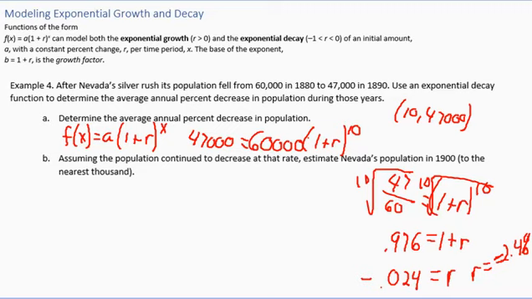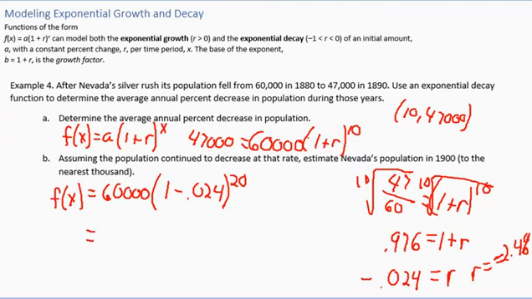So we're going to use the same function. We now have r is negative 2.4%, so we can say f of x equals our original amount back in 1880, which was 60,000, times 1 minus 0.024, that was our percentage. And now we have to the 20th power, because this is 20 years later. Our starting time was 1880, and now we're talking about 1900, so that's 20 years later.